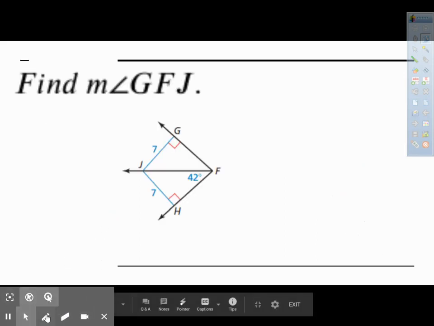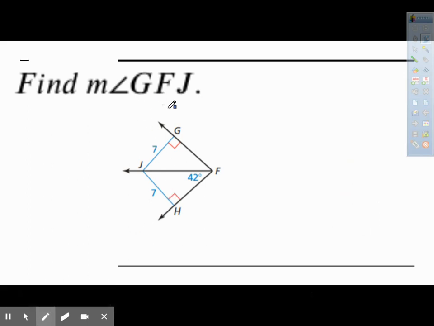All right, so it says find the measure of angle GFJ. Well, first I've got to figure out which angle is GFJ. Well, there's GFJ, so that's this angle right here. First thing I notice is that both of these two segments are congruent, and these are right angles. So that tells me this is the angle bisector. So if this angle is 42 degrees, this angle here is 42 degrees. Make sure you fill in that 42 that was on the bottom.